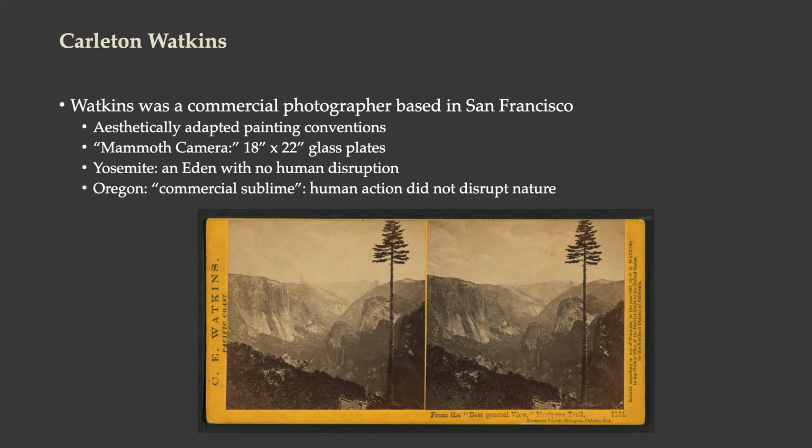The story that his photographs tell of Yosemite, they present it as an Eden that is undisrupted by human intervention. He's also known for later work that he did in the state of Oregon, photographing areas that did include human intervention, and he presented it as what came to be called a commercial sublime, that reflected that human action did not disrupt the majesty of nature, but rather worked pretty well with it.